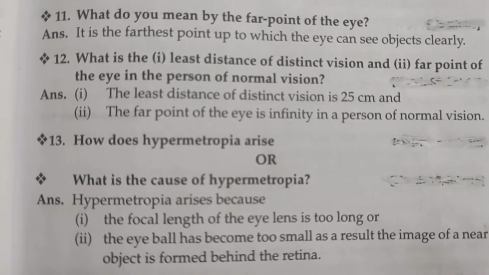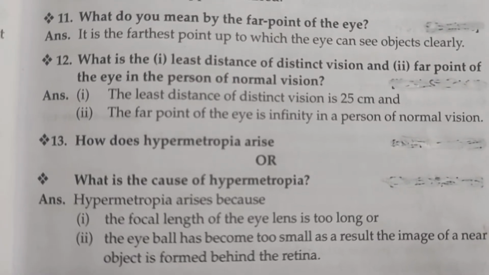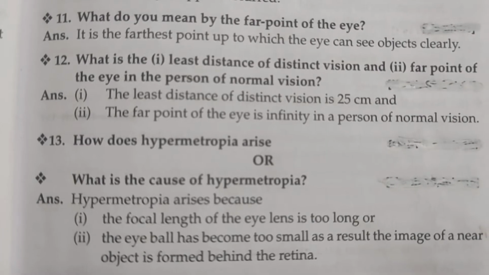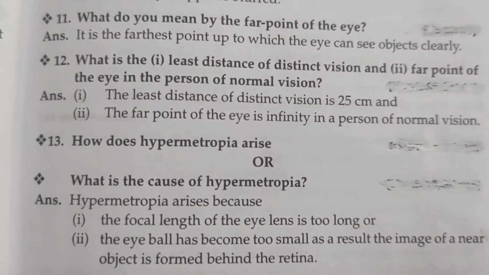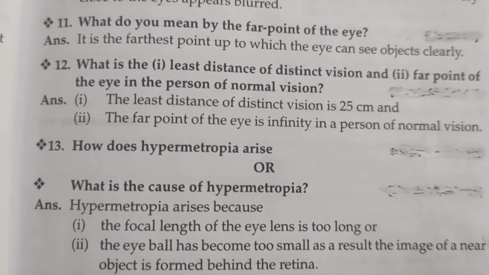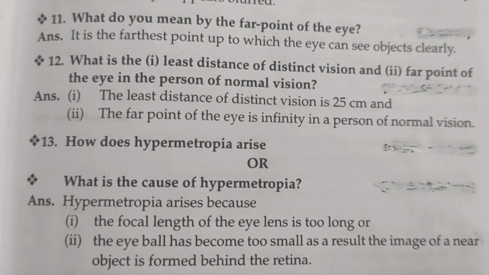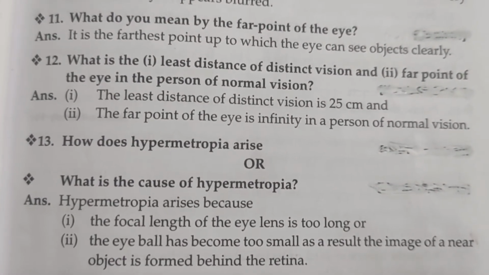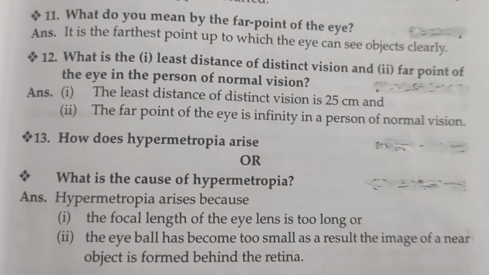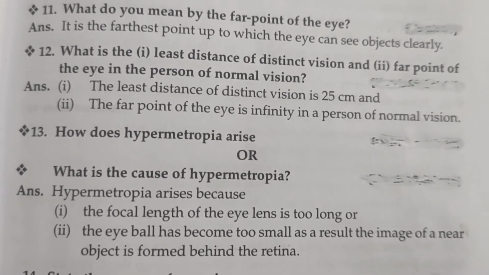What do you mean by the far point of the eye? It is the farthest point up to which the eye can see objects clearly. What is the least distance of distinct vision and the far point of the eye in a person of normal vision? The least distance of distinct vision is 25 centimeters. The far point of the eye is infinity in a person of normal vision.